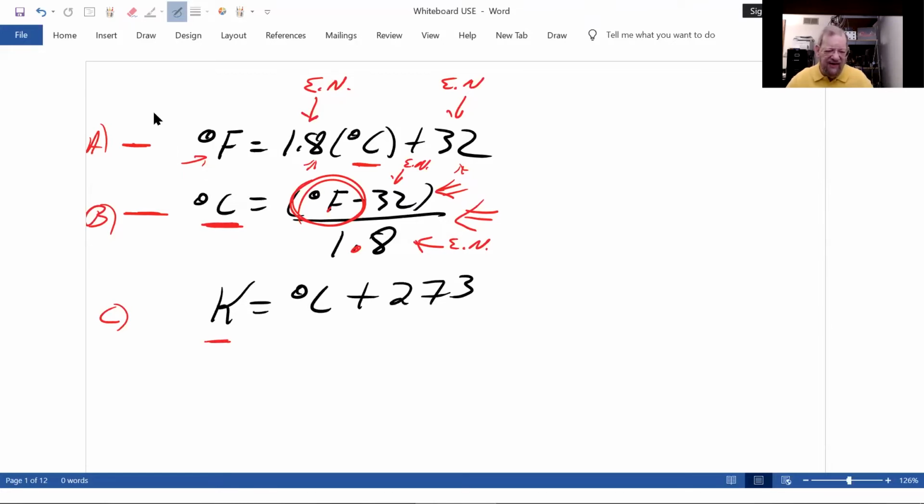Finally, Kelvin equals degrees C plus 273. And this is an addition. And even if it wasn't, this is an exact number. Because it's an addition, this will determine how many significant figures to the right of the decimal you'll get. So that's how you use those three formulas. You will be given those, so you don't have to memorize them.